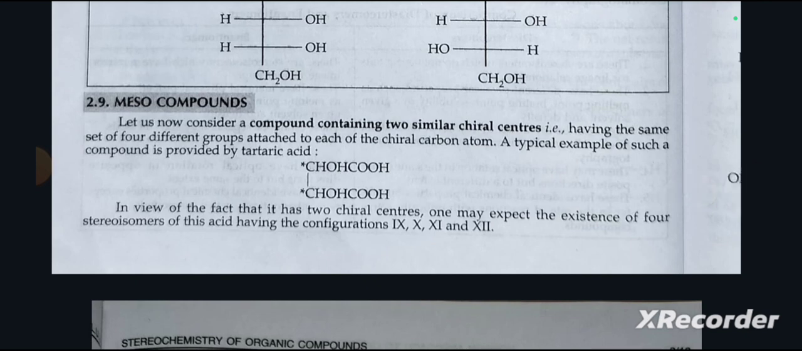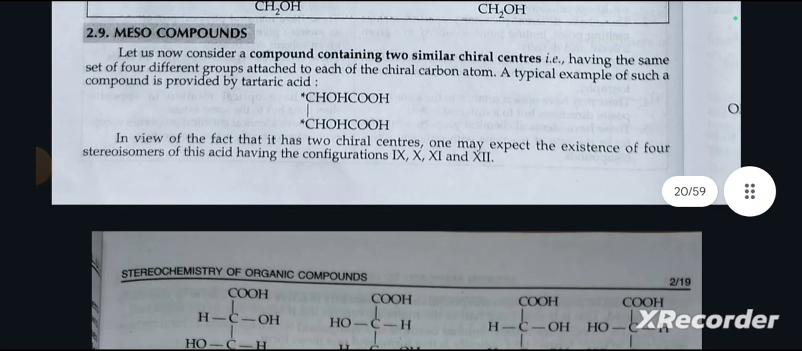2.9 Meso compounds. Let us now consider a compound containing two similar chiral centers, that is, having the same set of four different groups attached to each of the chiral carbon atoms. A typical example of such a compound is provided by tartaric acid, CHOH-COOH twice, that is, HOOC-CHOH-CHOH-COOH. In view of the fact that it has two chiral centers, one may expect the existence of four stereoisomers of this acid having the configurations 9, 10, 11 and 12.